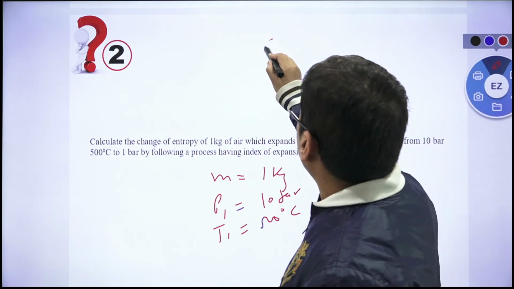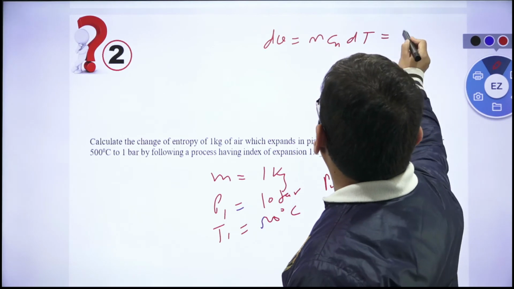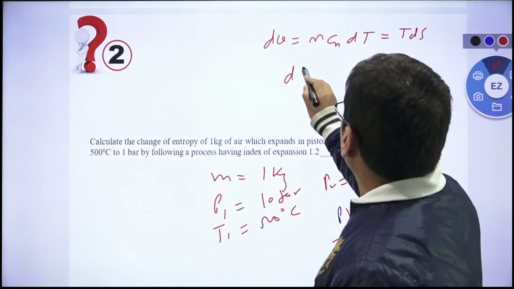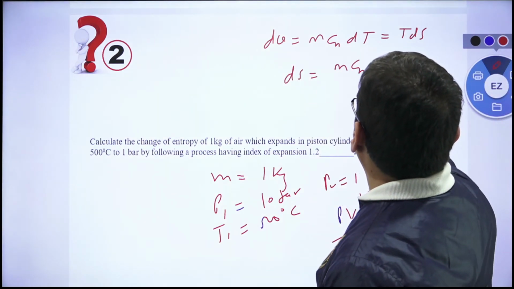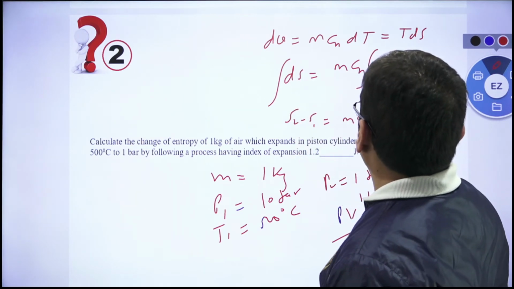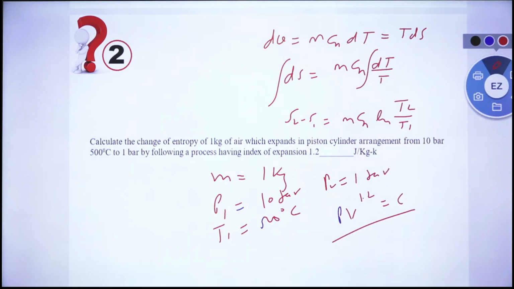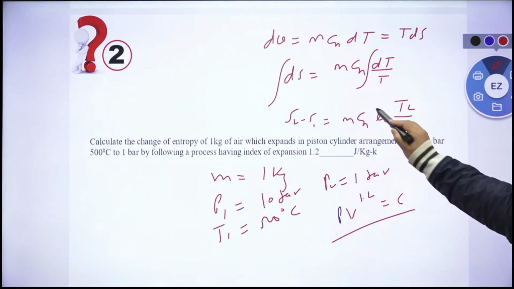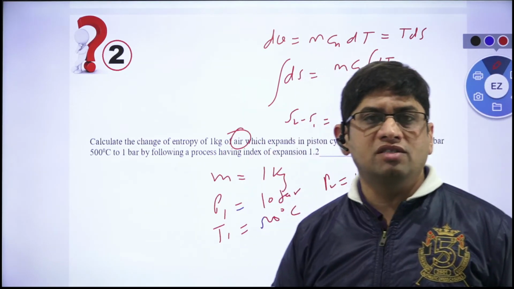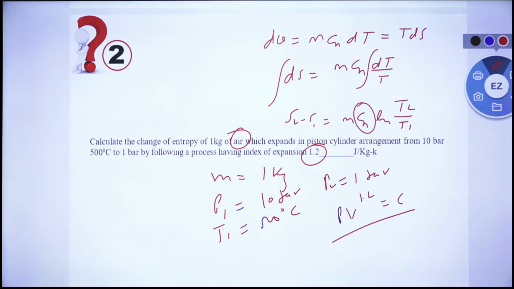Now we know dq is equal to m c dt, and dq is equal to T ds, so that equals m c dt. We want to find ds, that is m Cn dt by T, and if I integrate it, I get S2 minus S1 is m Cn log of T2 by T1. In this case, Cn in terms of Cv can be calculated. Air is given, we already know Cv, and if n is given, gamma is also known, so I can calculate the value of Cn.